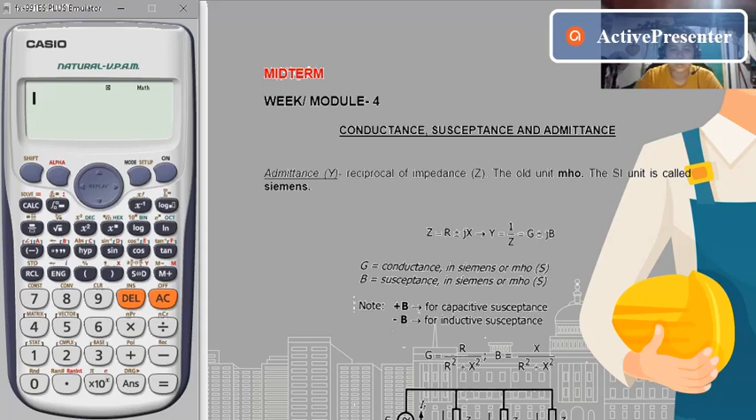Welcome back to our class for our midterm. For week module number 4, our topic is about conductance, susceptance, and admittance.